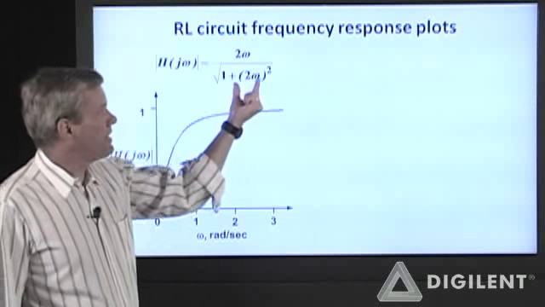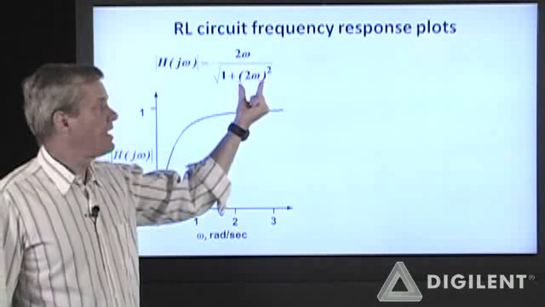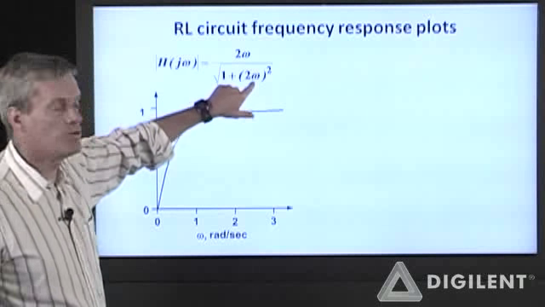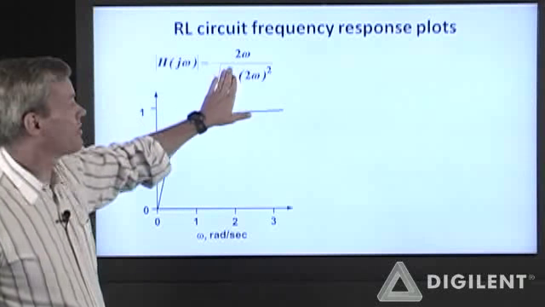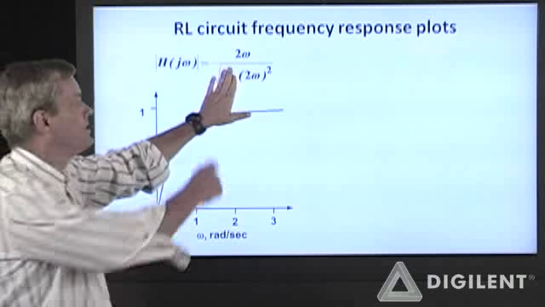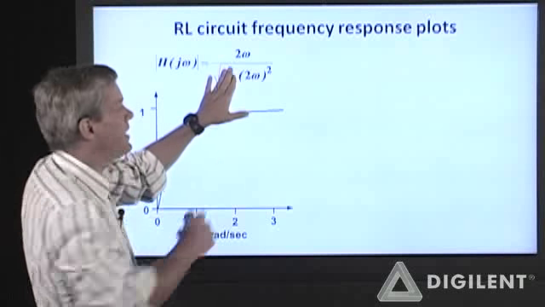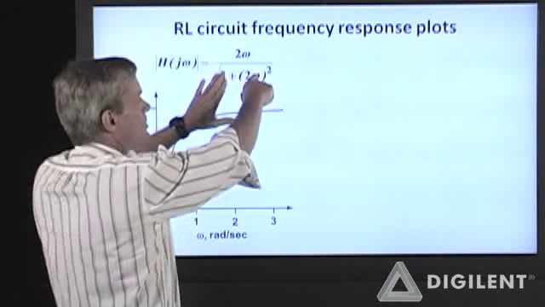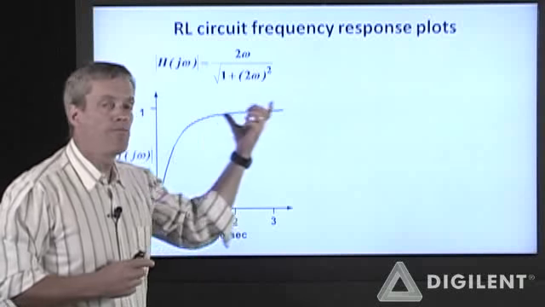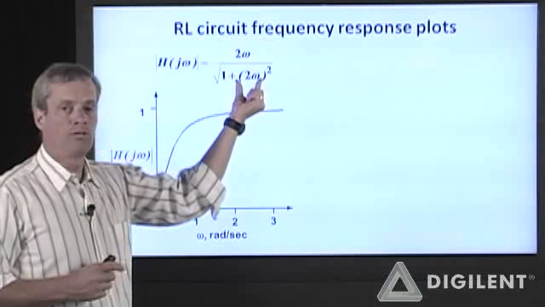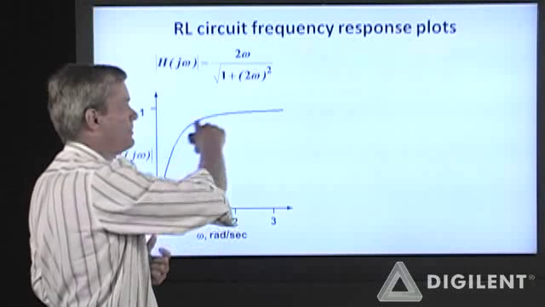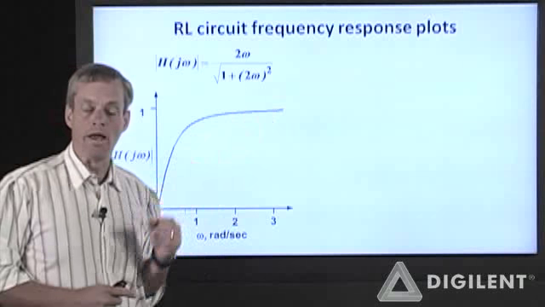As I increase omega, as omega gets large, this 1 becomes negligible compared to 2 omega squared. I can throw that away. The denominator for large values of omega is going to look like the square root of 2 omega squared, so it just looks like 2 omega. So for big values of omega, this looks like 2 omega over 2 omega, which is just 1. So for high frequencies, my amplitude response is going to approach 1.